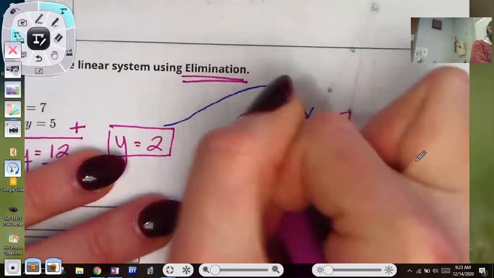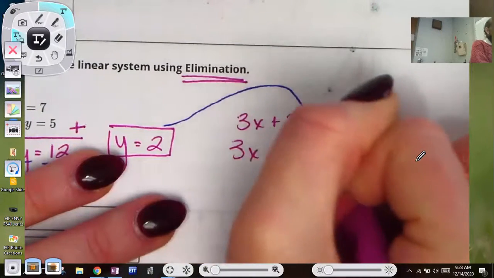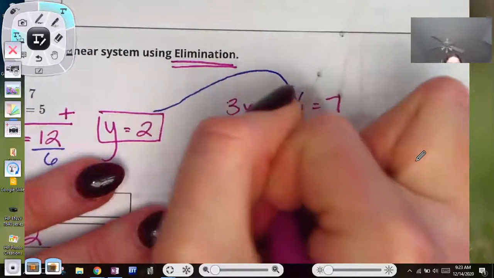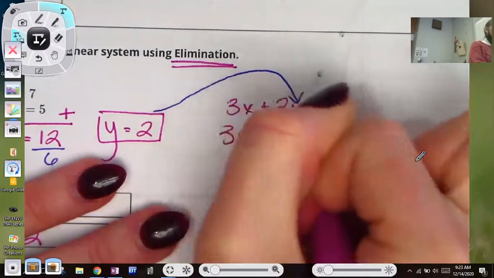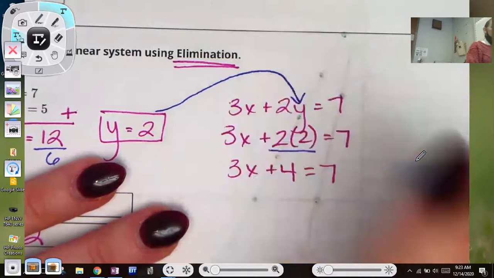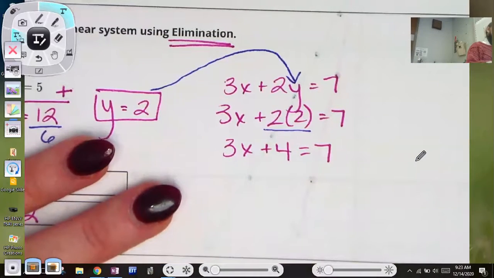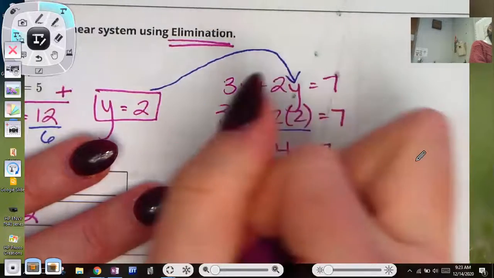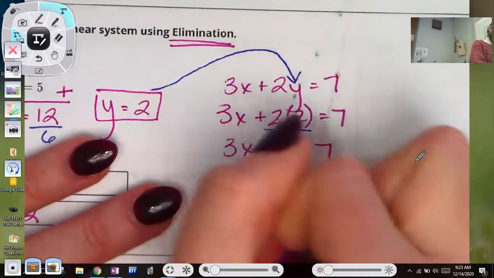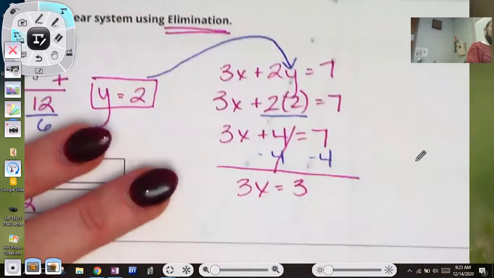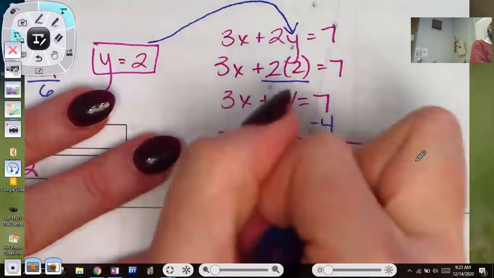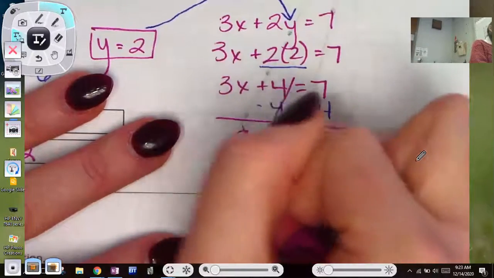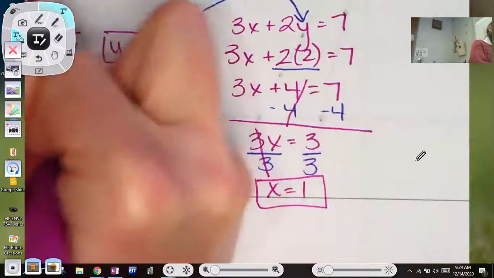So I have 3x plus 2 times 2 equals 7. 3x plus 4 equals 7. Subtract 4 from both sides. 3x equals 3. Divide by 3. x equals 1.